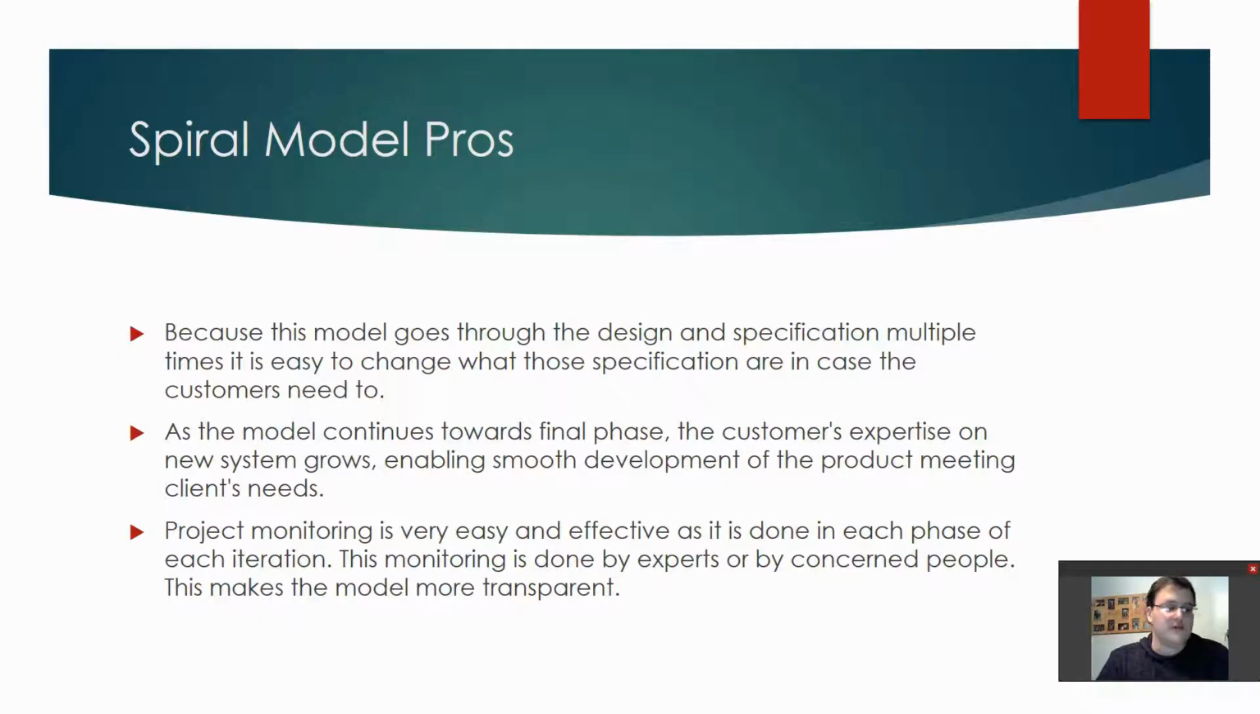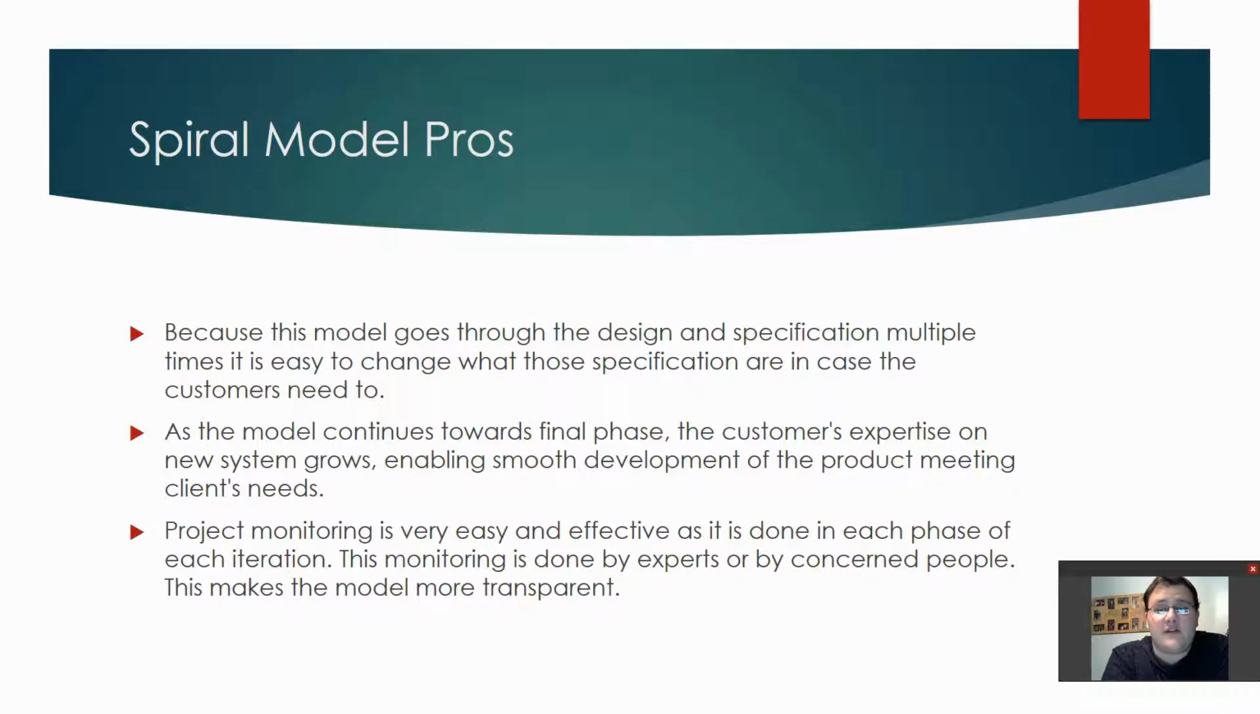So some of the pros with the spiral model: because the model goes through the design and specifications multiple times, it's easy to change what the specifications are in case the customers need to. Which is a good thing. The waterfall doesn't do that. Like I said, the specifications can change constantly.